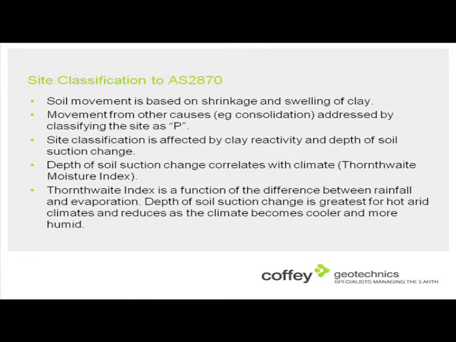Site classification is affected by the clay reactivity, how much it shrinks and swells, and the depth of the soil suction change, how much of the soil profile the moisture content changes in. That in turn correlates with the climate, which is characterised typically by a thing called the Thornthwaite Moisture Index, which in turn is related to rainfall and evaporation. So we get the biggest depth of soil suction change in hot arid climates. If you're out at Halls Creek or something, you might have a soil suction change of 4 or 5 metres. If you're down at Augusta, cool, temperate climate, might only be 1.2 metres or something like that.